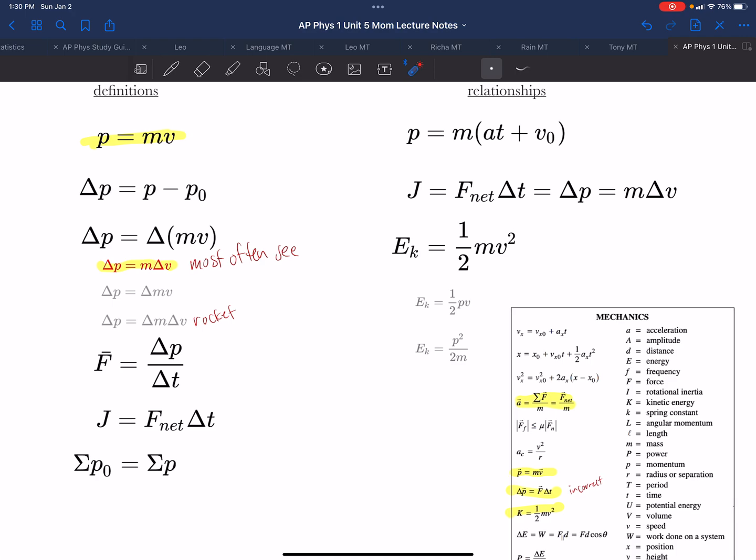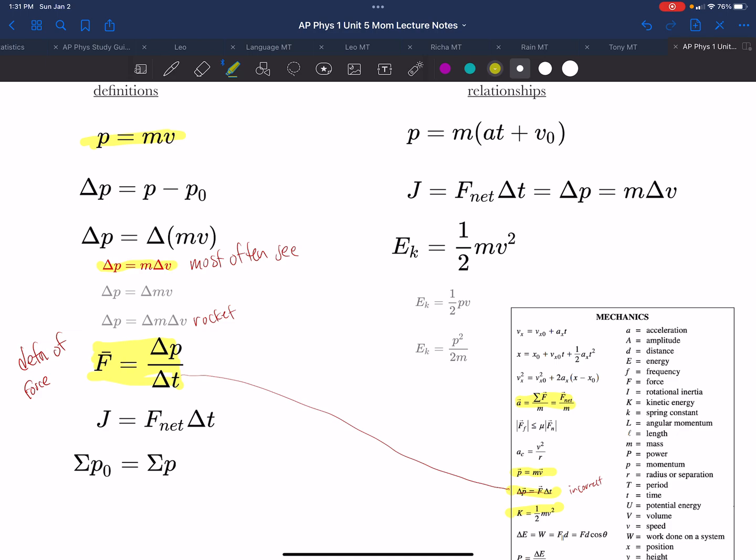This one, however, is an important definition. Now, you'll notice it looks like this one over here. It's just rearranged, but this is the actual definition of force. That's the definition of force, the rate of change in momentum. This is just a formula, a rearrangement. There's nothing special about this, but this is the definition. So I'll say that's very important.